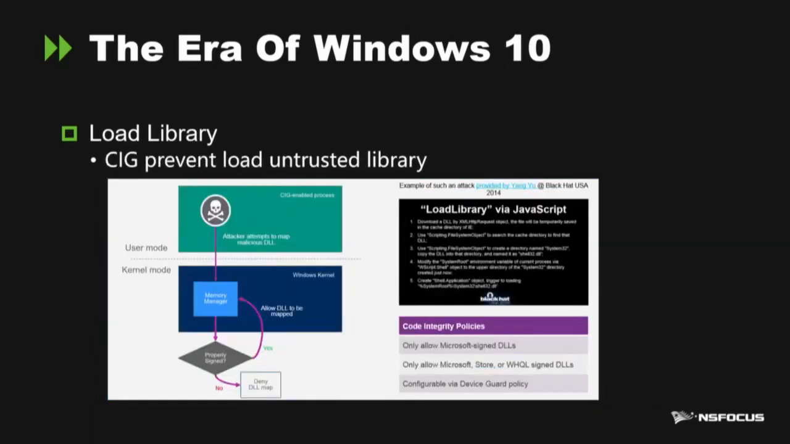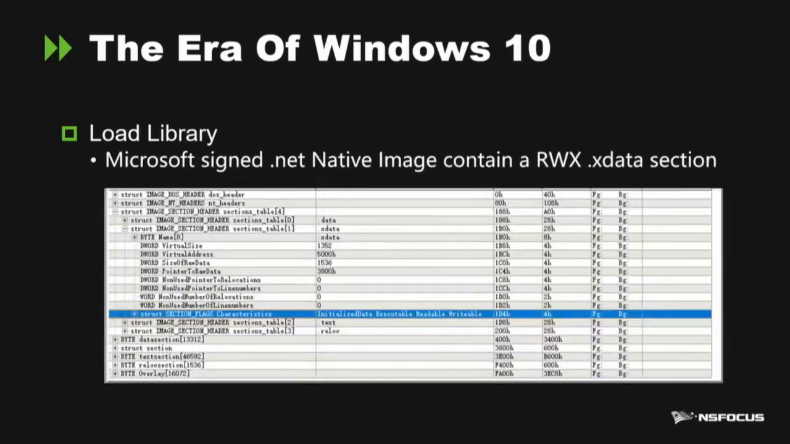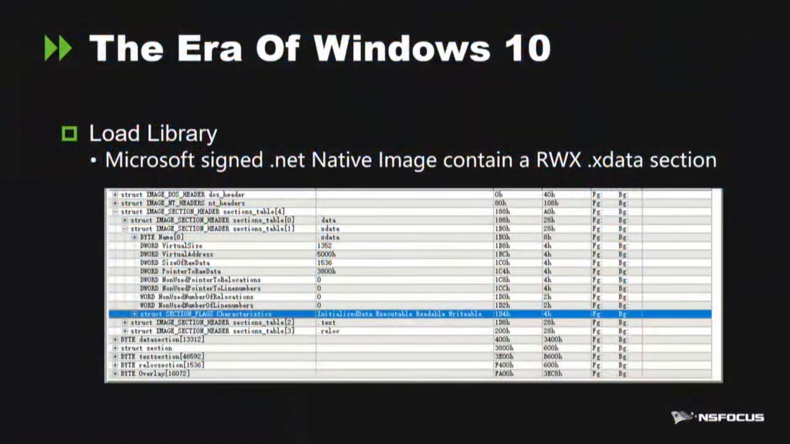To address this, there was CIG, which prevents loading untrusted libraries. That is to say, only Microsoft signed libraries can be loaded. But a Microsoft signed .NET native image is valid to be loaded, and it contains an RWX section, which you can modify using the read-write primitives. And you can write the shellcode to that section and just execute it.